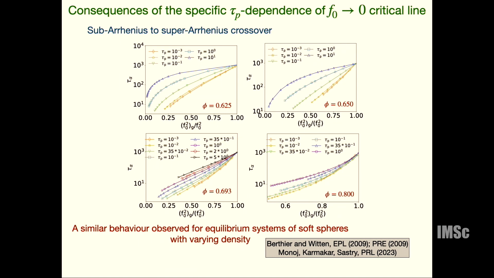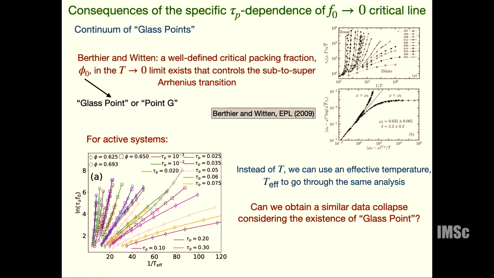A similar behavior was also obtained for the equilibrium system, so this connects different aspects of different physics. In the equilibrium system of soft spheres, this similar behavior was obtained for varying density, but here we are not varying density; for a fixed density we are varying tau p. This is the paper, written in EPL 2009, and there is also a subsequent paper in PRE 2009. They showed that a well-defined critical packing fraction phi naught in the limit T tending to 0 exists and controls this sub to super-Arrhenius crossover. This particular point phi naught they call the glass point or point G.